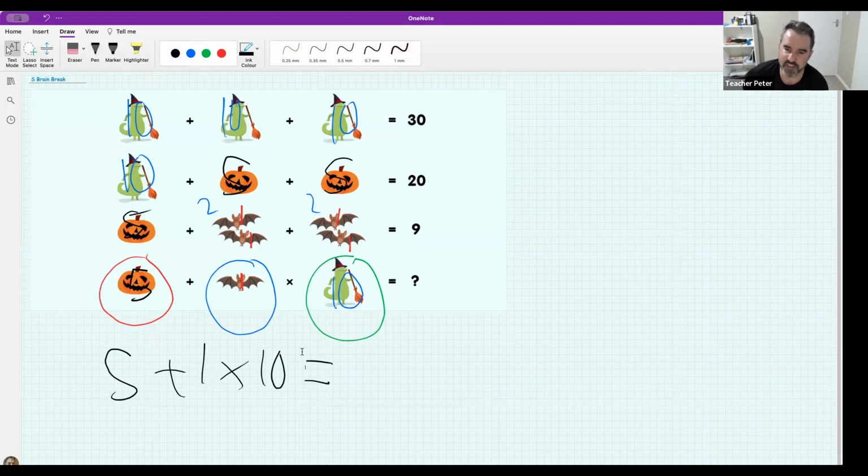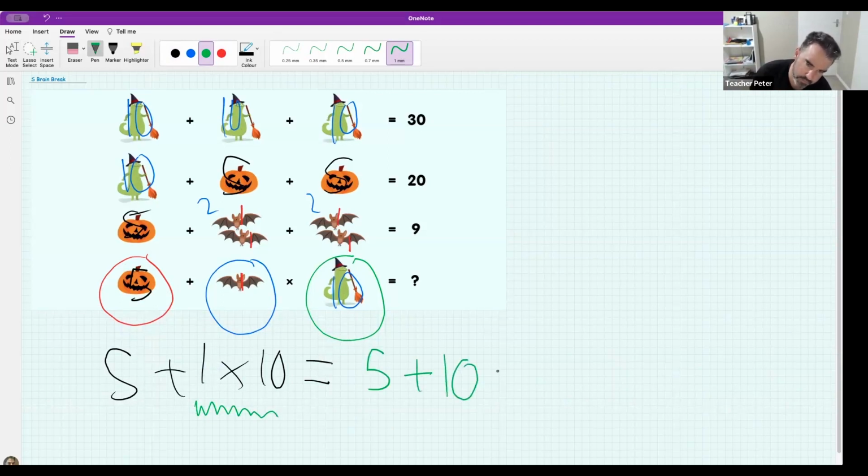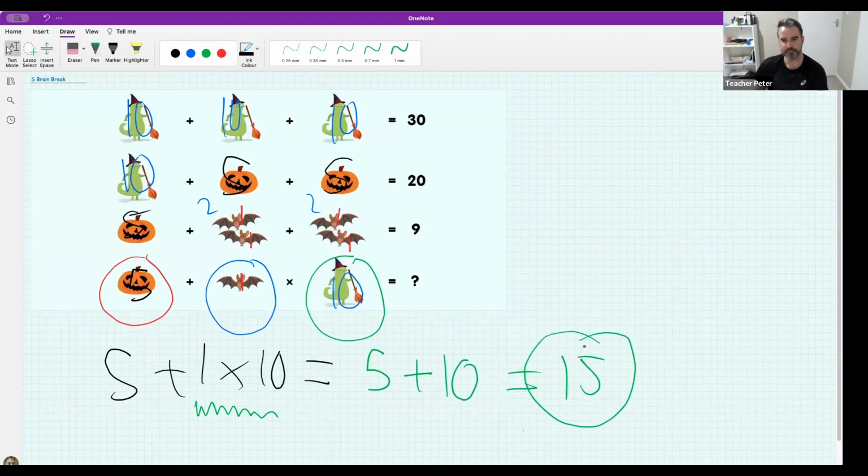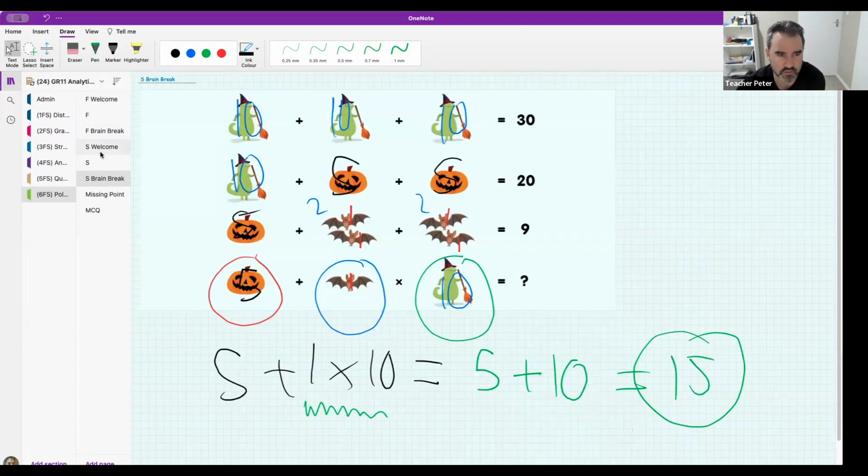So what is my final answer going to be? 5 plus 1 times 10. Well, BODMAS says that I need to do my multiplication first. So I go 5 plus 10, and I get 15. All right, everyone. So that was our little puzzle for today. I'll go and maybe try and find a few more riddles. I know you quite enjoyed the riddles, but hopefully that was a little bit of fun for you as well.